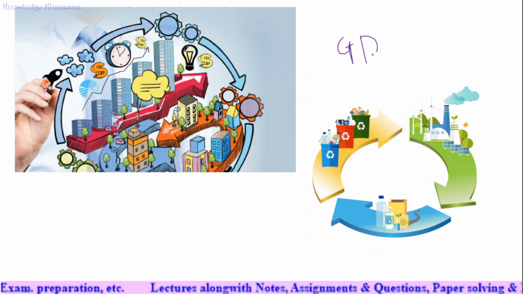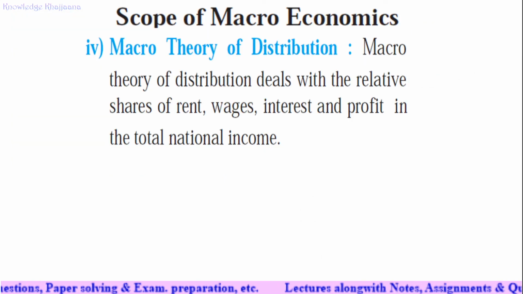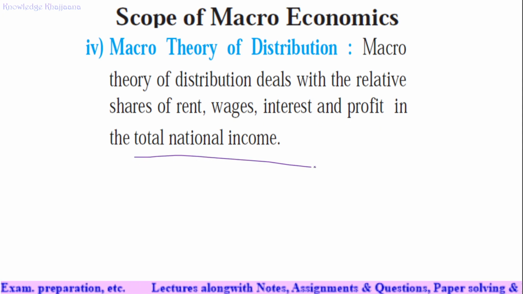Growth should be in the vertical direction only. It is calculated in terms of quantity. And the last concept is the macro theory of distribution. What is meant by the macro theory of distribution? The macro theory of distribution deals with the relative shares of rent, wages, interest, and profit in the total national income.